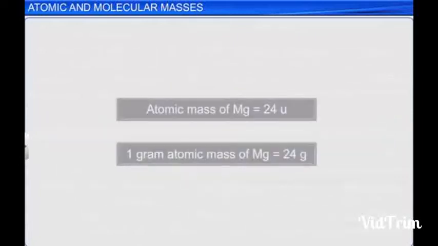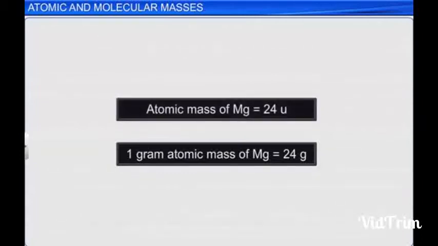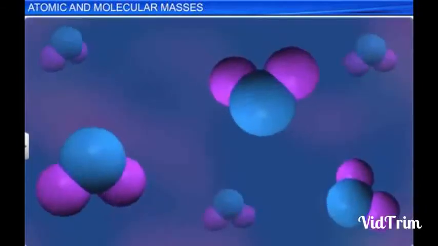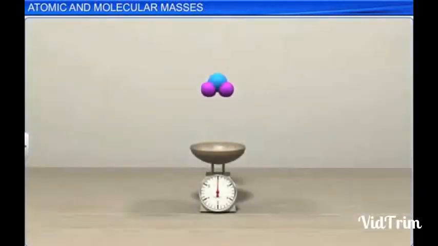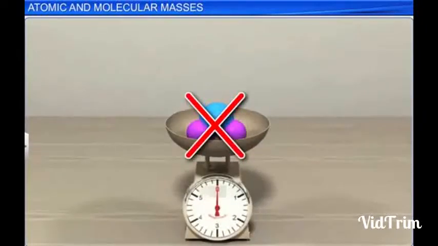For example, 1 gram of magnesium is equal to its atomic mass expressed in gram, which is 24 gram. Like atoms, molecules are also very small. Hence, their mass cannot be determined by weighing them. Therefore, the molecular mass is determined relative to the mass of carbon atom taken as 12 U.